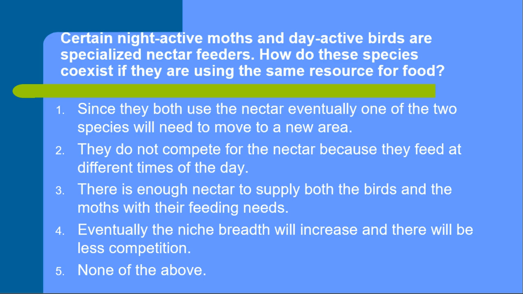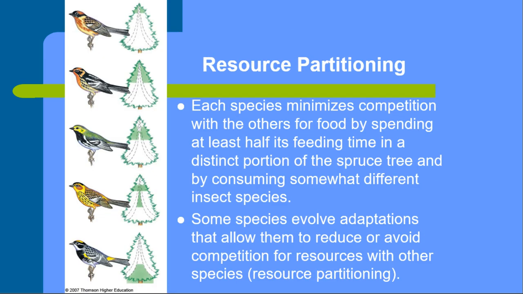Well, this is an example of resource partitioning, and the answer is 2. They're actually not competing for the nectar because they're not exploiting it at the same time. There is enough nectar, but only if they are splitting the time. So this is resource partitioning. All right, so when you are partitioning resources, you can do that either temporally, like we saw with the birds and the moths, right? That you are changing the time at which you access those resources.